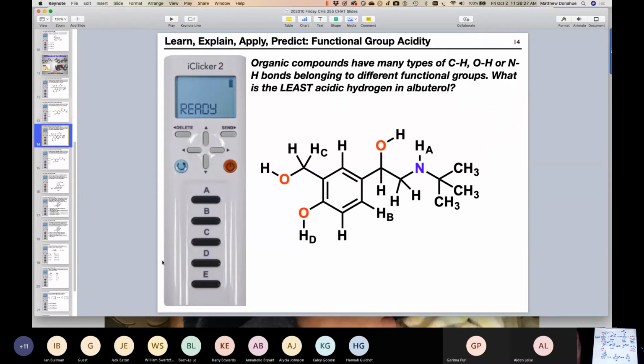Given this new slide that's up, it's asking you what is the least acidic hydrogen in albuterol. So here's HA. Classify what functional group that is. Here is HB. Here is HC. And then here is HD, which we already said was the most acidic.